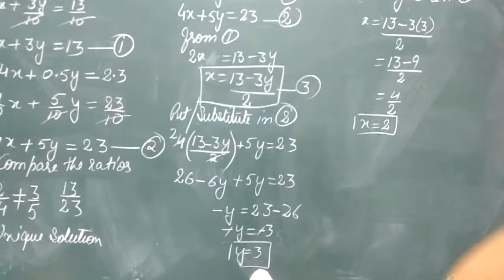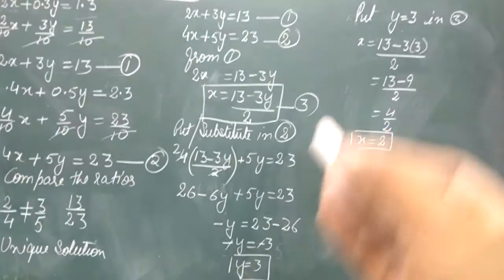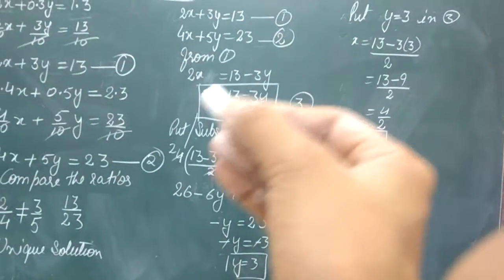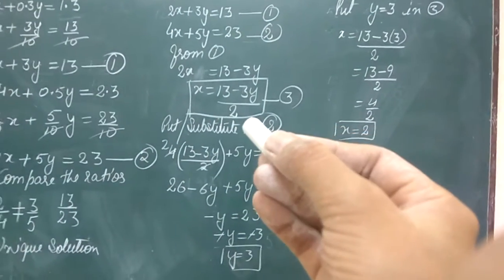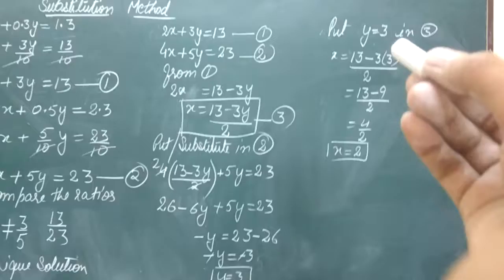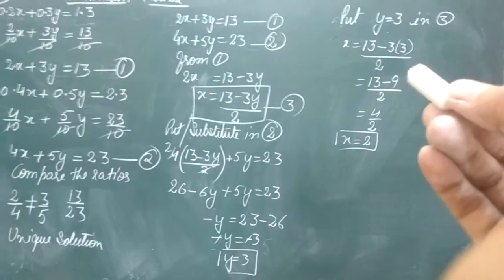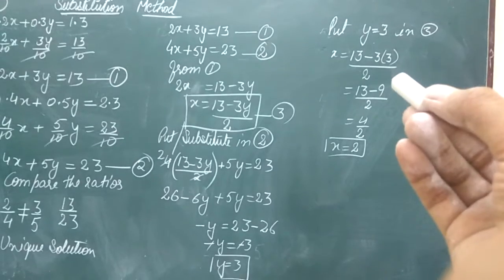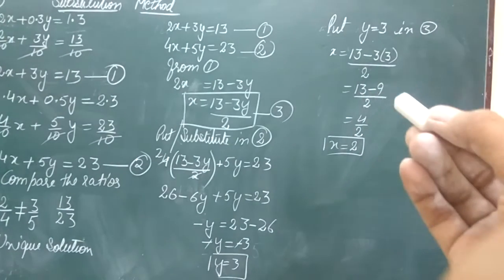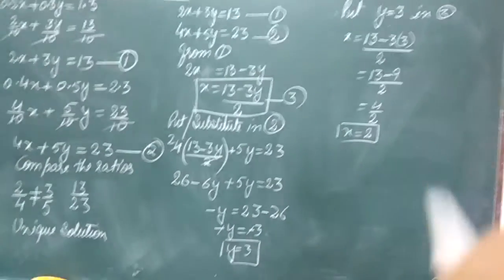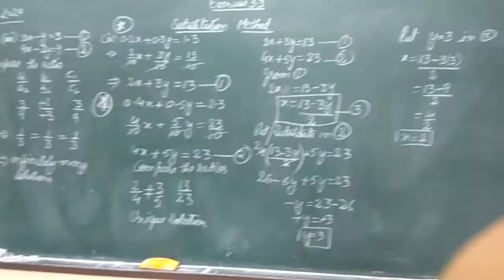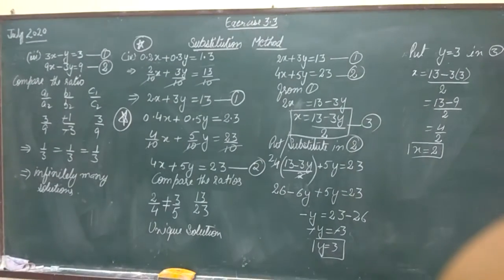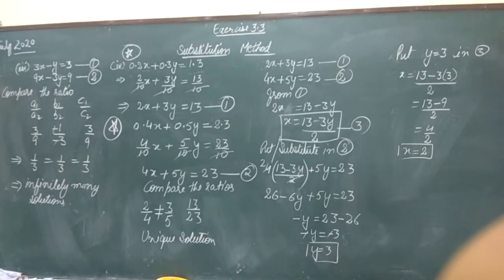Now, we have the value of one variable. We can put it in any of the three equations, but why are we using the third? Because it is already segregated. So put the value of y is equal to 3 in the third equation. So 13 minus 3 into y, 3 into y is 3, 3 3s are 9. 13 minus 9 is 4. 4 by 2 is 2. So in this way, you will get the values of these variables.